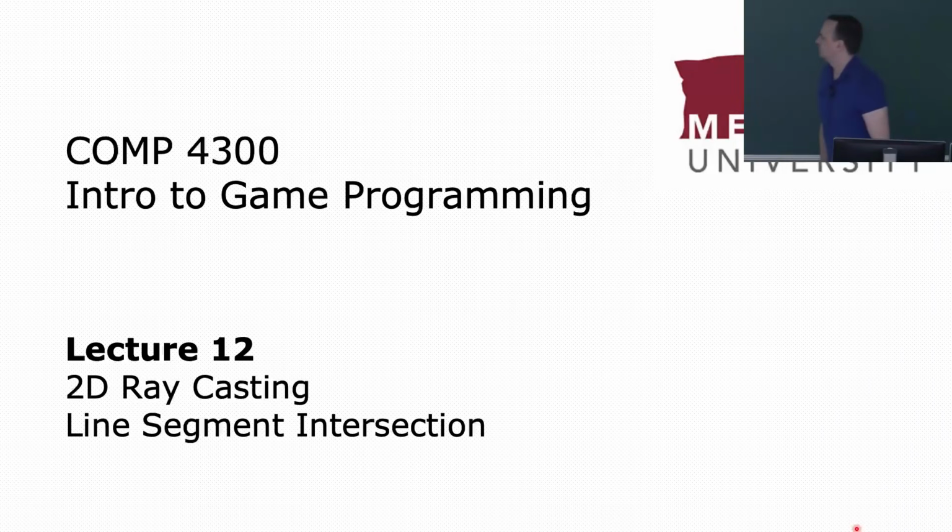All right, so today we're going to be talking about 2D raycasting and line segment intersection. In terms of how that fits into the course, there is going to be a part of assignment 4 that you have to use some of this stuff for. And as well, you can use it on the project as the lighting component. So we'll see how that all works out.